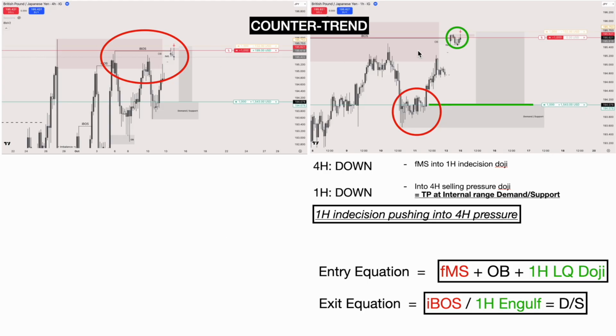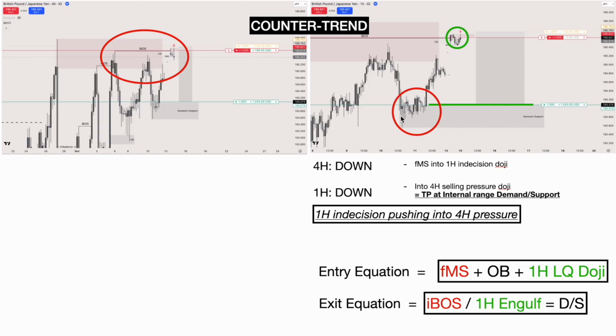So here we're looking at a fractal market shift, and a fractal market shift to the downside. This is a bit strange. We're in a little bit of a Star Trek situation here, where all sorts of gaps are going on. But we do have a fractal market shift below the known price point where price previously showed a close. And so we have a bearish incentive where we can now enter at this 1 hour indecision, pushing into this 4 hour selling pressure. And then we're aiming at this demand support where there's a lot of pressure.